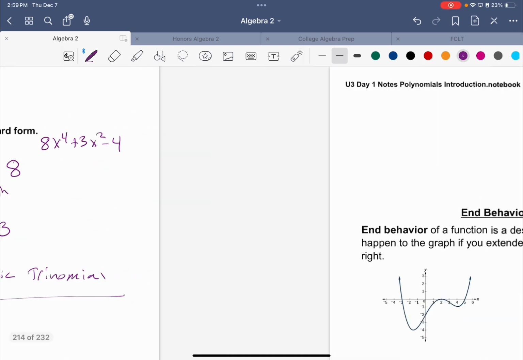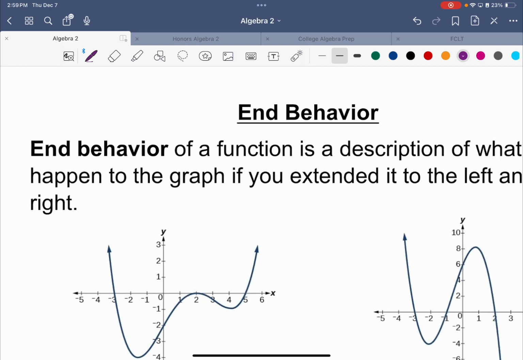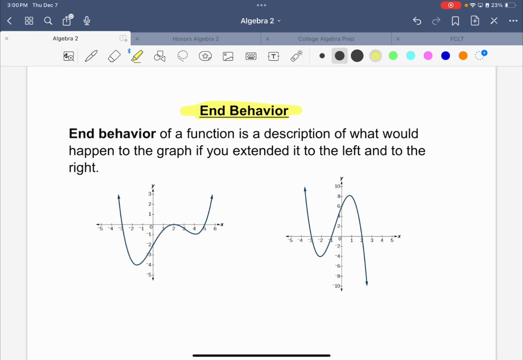This next part that we have to be able to do is what we call the end behaviors. So for your notes, put end behavior and don't put anything else. Okay, and you're going to need some space for this one. The end behavior of a function is a description of what would happen to the graph if you extend it both left and right. So it's essentially what happens at the start and the end, but we don't say graphs have starts and ends. They just happen. So we call it end behavior.